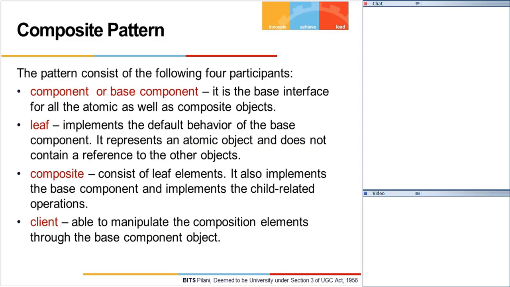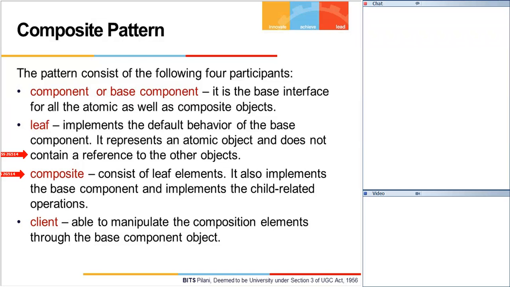So ideally, my composite pattern has 4 participants. The first participant is the component, or the base component. It is the base interface for all the atomic as well as the composite objects, right? So my base interface is implemented by the atomic as well as composite objects. My leaf component is the atomic object, and this forms the leaves of the tree. This also implements the base component, and importantly, it does not contain a reference to other objects, and that is the reason it is an atomic object. It does not compose in itself other objects that implement the base component.